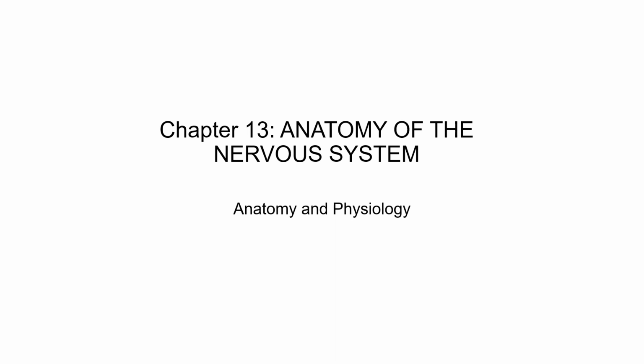Welcome to Chapter 13, Anatomy of the Nervous System. We're going to learn about all the cool parts and structures of the brain, the brainstem, and the spinal cord, but we will also talk a lot about the functions of all these parts too. So there is physiology involved as well.